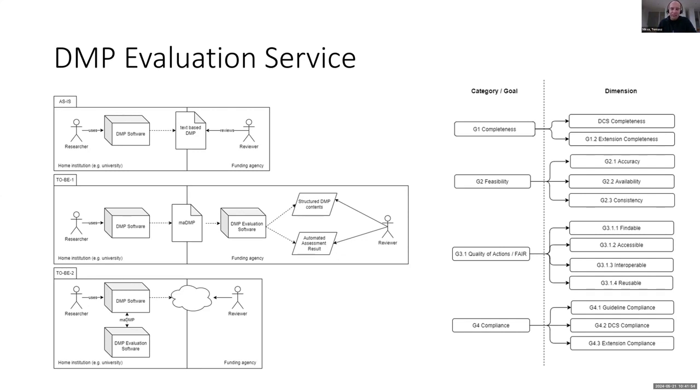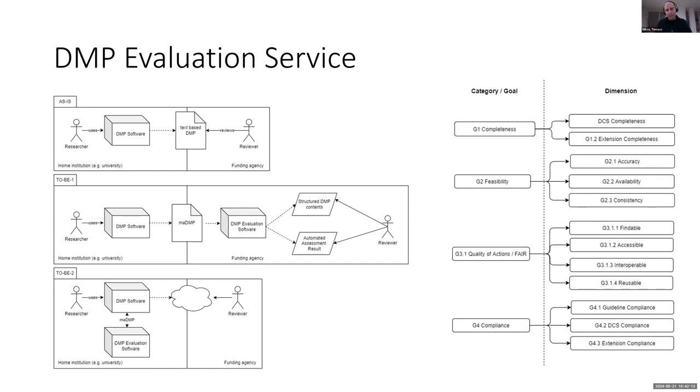And then at the end, the reviewer can get anything. They can get a DMP and they can check it themselves, but they can also get an evaluation score saying that, yes, this DMP has been checked by the evaluation service, and in general, it's okay, or whatever the score is. This is still to be defined by the community.